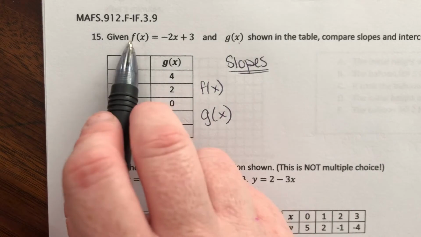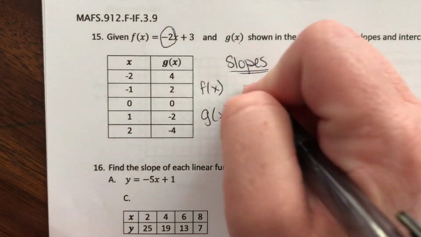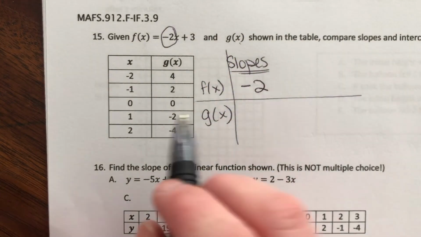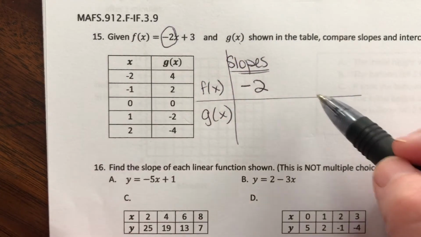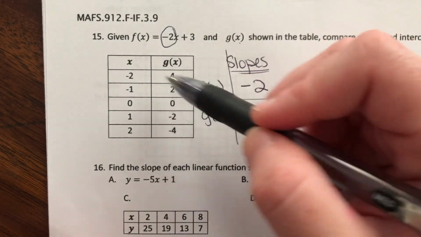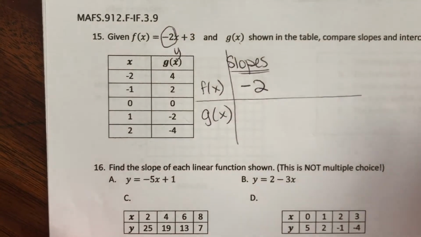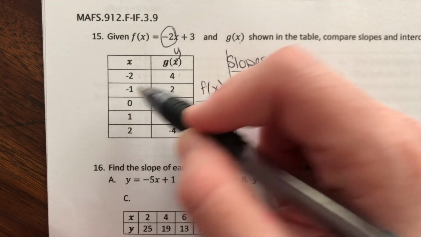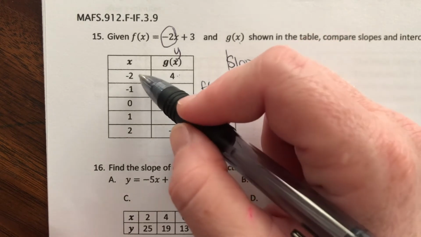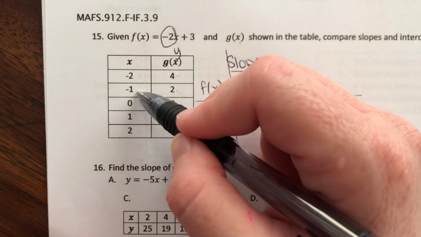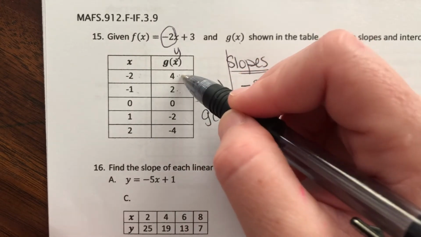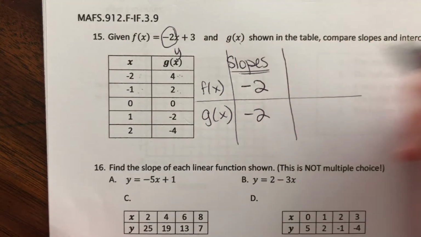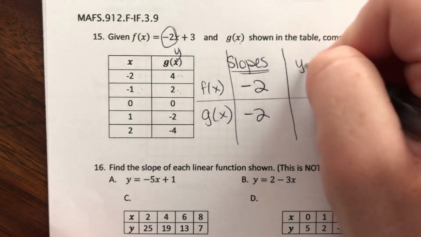Okay, so what's the slope of f of x? The number in front of x, which is negative 2. Draw a line here and here. And then the slope of this guy, I have to do some math. So it's going to be y minus y over x minus x. Remember, this is y. So 4 minus 2 over negative 2 minus negative 1. 4 minus 2 is 2. Negative 2 minus negative 1 is negative 2 plus 1, which is negative 1. So 2 over negative 1, which is negative 2. Same slope. And now we want to find the y-intercept.